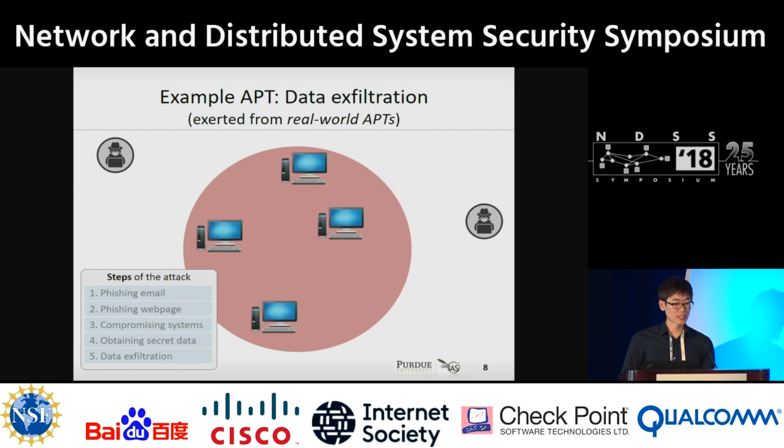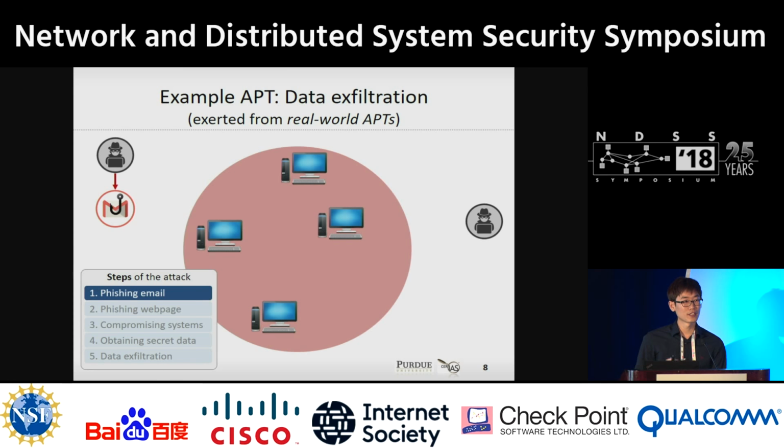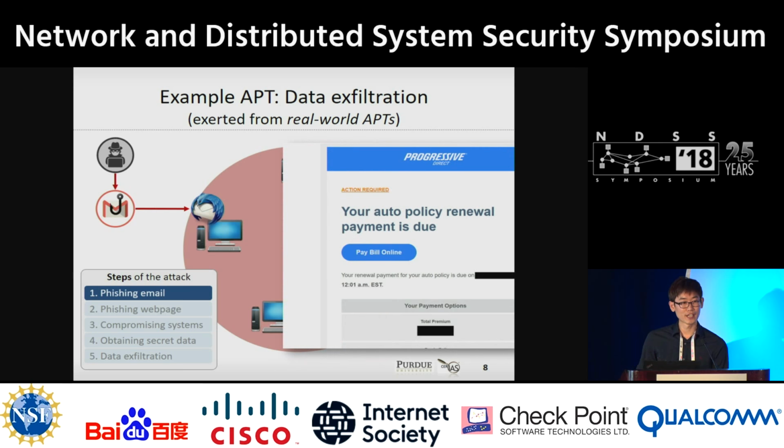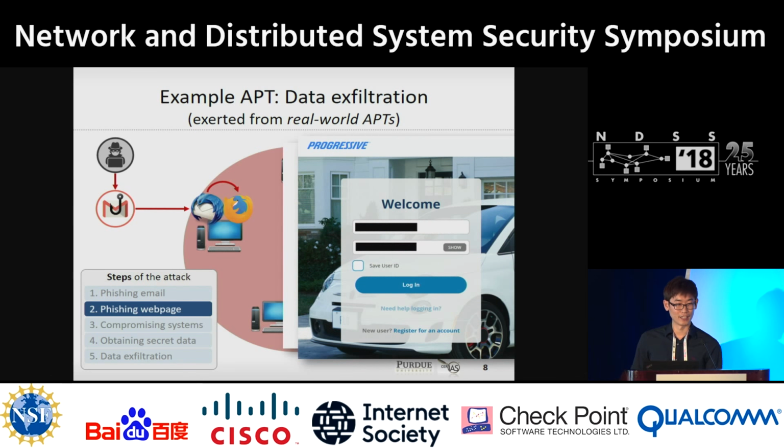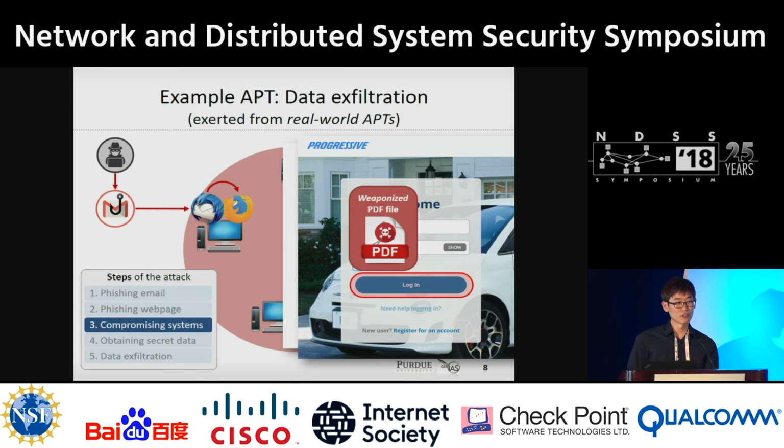So let me first present an example APT attack to explain what an APT attack looks like in the wild. This APT attack was generated by professionals, and the goal of this attack is to exfiltrate important data. The attack starts from a classic phishing email. When an employee opens the phishing email, it says he needs to extend his car insurance. When he clicks the link, it opens a Firefox web browser showing a login page. When he tries to log in, it downloads a PDF file saying that it contains an important notice.